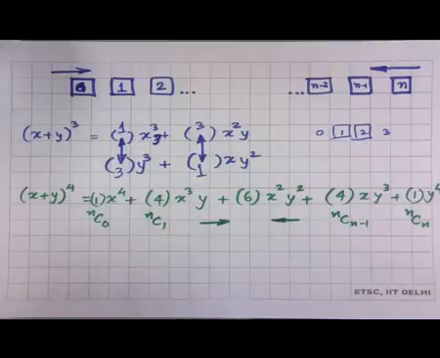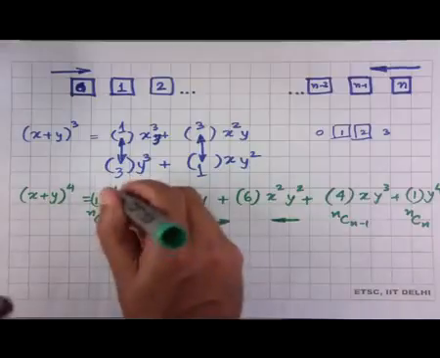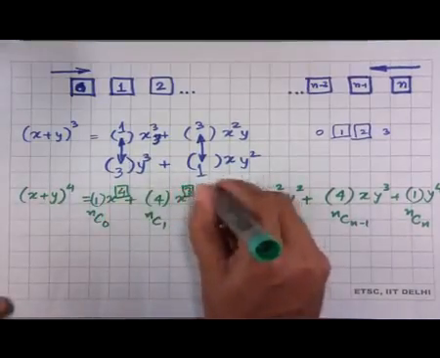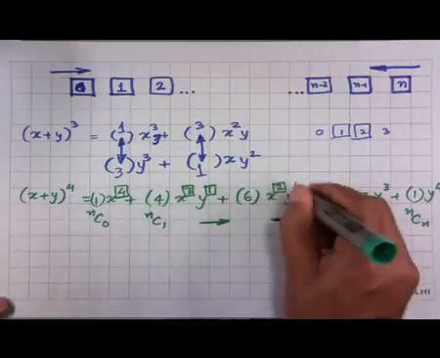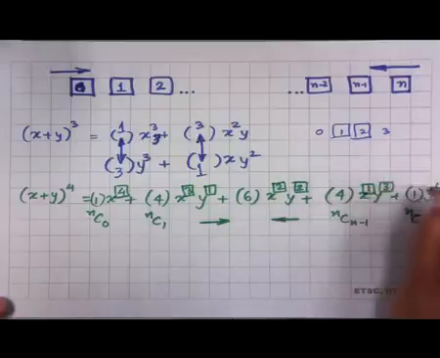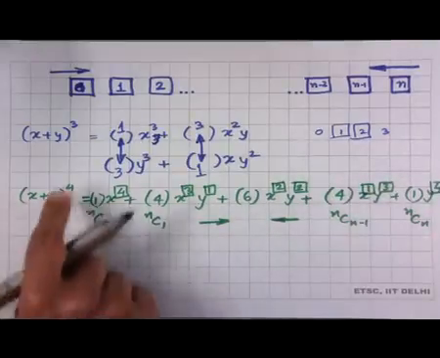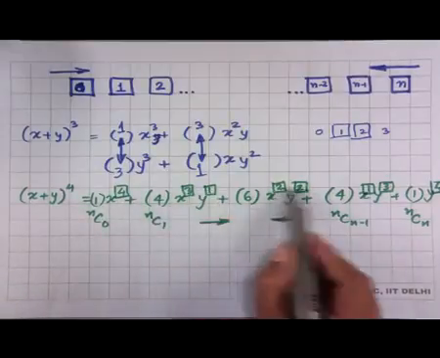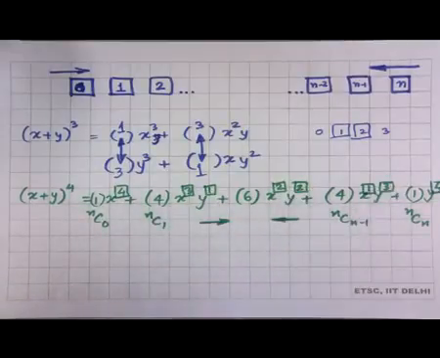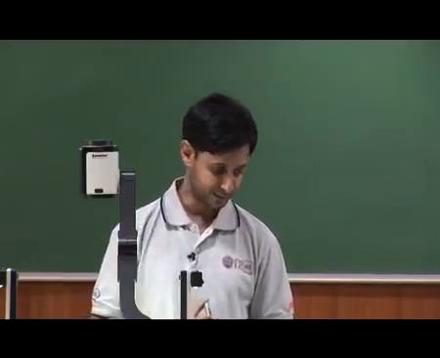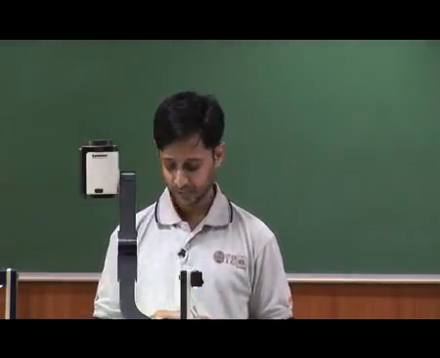The next observation is that the sum of these powers is always equal. So, you are doing x plus y whole power 4, this is 4, 3 plus 1 is 4, 2 plus 2 is 4, 1 plus 3 is 4, and y power 4. The sum of those powers is the same throughout. That is another observation. Okay.